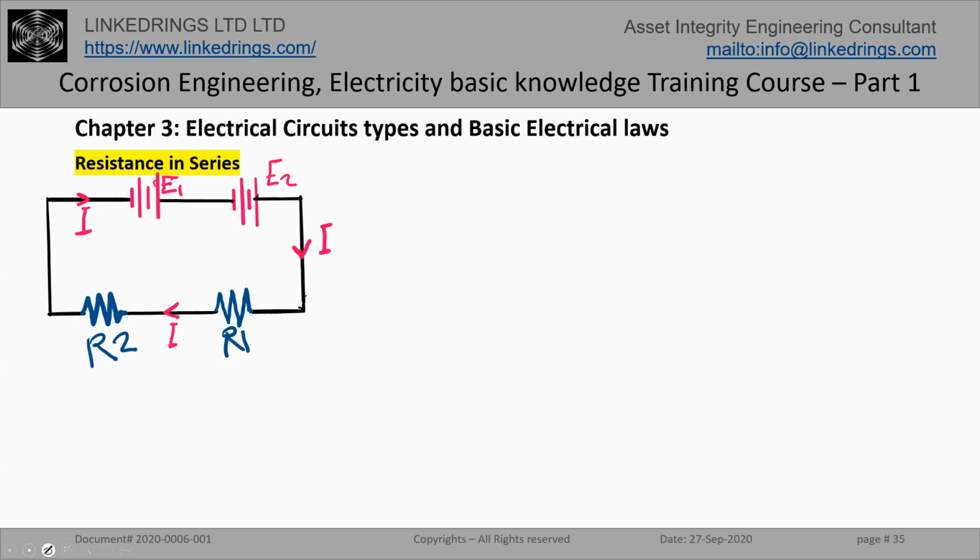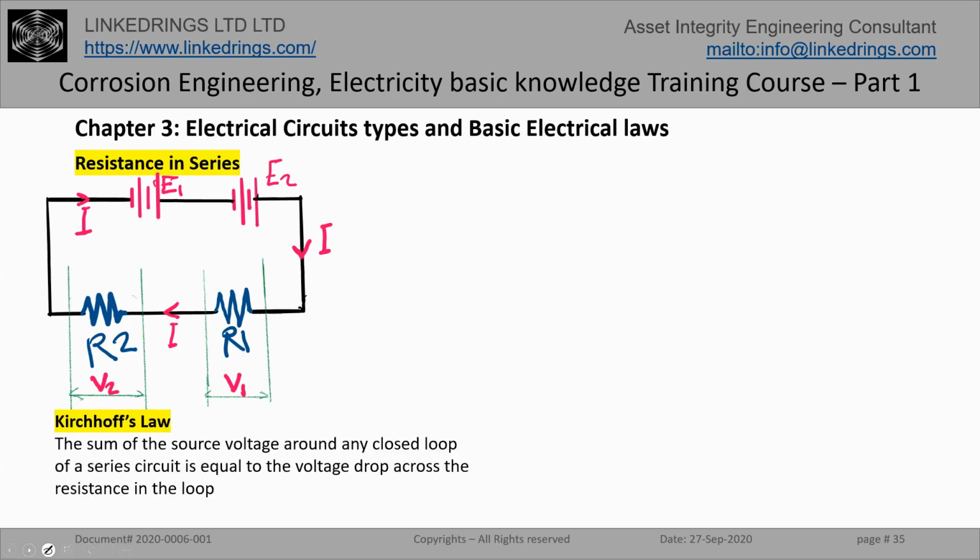So this is electrical resistance in series, R1 and R2. And we mentioned earlier the voltage drop is V1 and V2. And Kirchhoff's law states that the sum of the source voltage around any closed loop of a series circuit is equal to the voltage drop across the resistance in the loop.